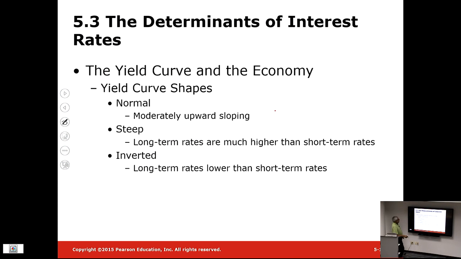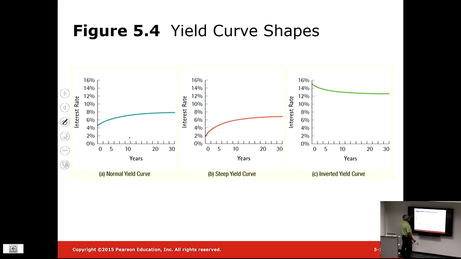Okay. So yield curves can be normal, inverted, or steep. So here we have a normal yield curve, slightly upward sloping, a steeper yield curve, or an inverted yield curve. Sometimes yield curves can just be flat like this also. So you can also have a flat yield curve.